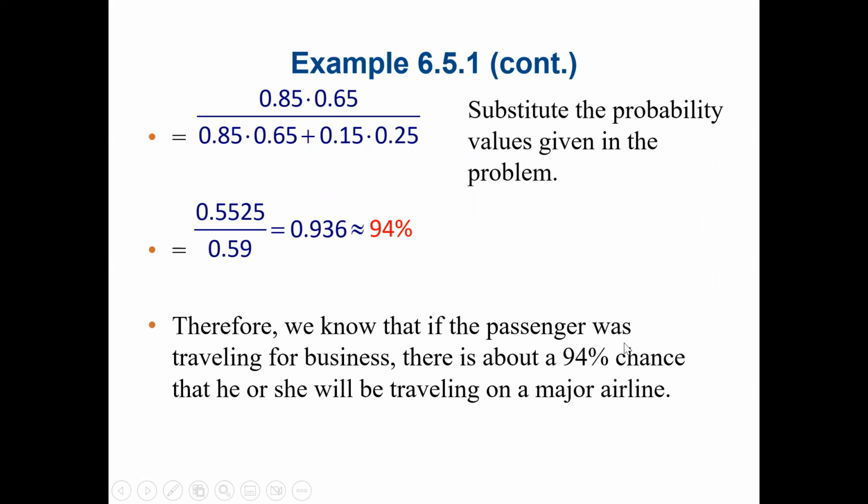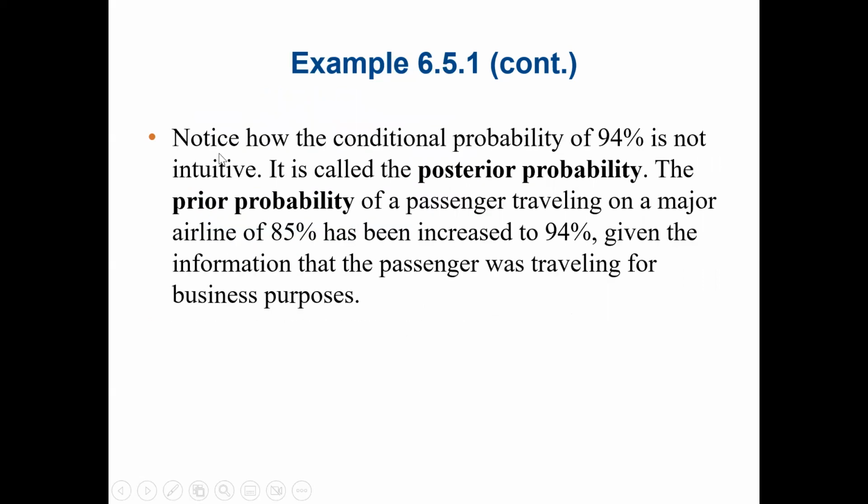Therefore, we know that if a passenger was traveling for business, there is a 94% chance that he or she will be traveling on a major airline. So the concept we use here is Bayes' Theorem. And notice how the conditional probability of 94% is not intuitive. It is also called the posterior probability. The prior probability of a passenger traveling on a major airline was 85%. Now it has been increased to 94%, given the information that the passenger was traveling for business purposes.